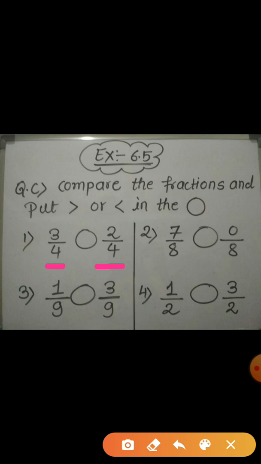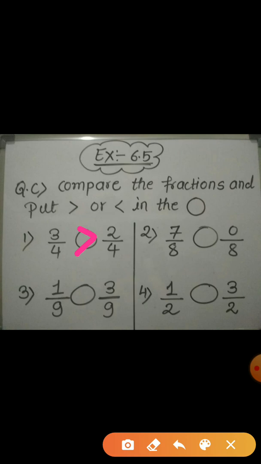In like fractions we compare the numerators only. And we know that greater the numerator, greater the fraction. Hence, here fraction 3 by 4 is greater than 2 by 4 as the numerator 3 is greater than 2.